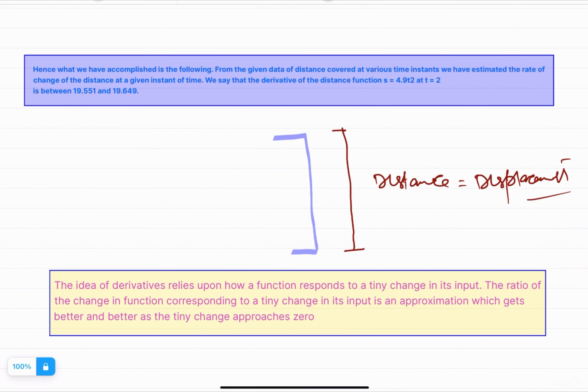If I give a brief idea of derivatives, it relies on how the output changes whenever there is a slight nudge in the input. Here, whenever we were decreasing the time interval, there was a gradual change in the average velocity. This is what derivatives are all about: how a small change in input results in a change in output. This is the idea of derivative. I'll be talking more about this in the next video.